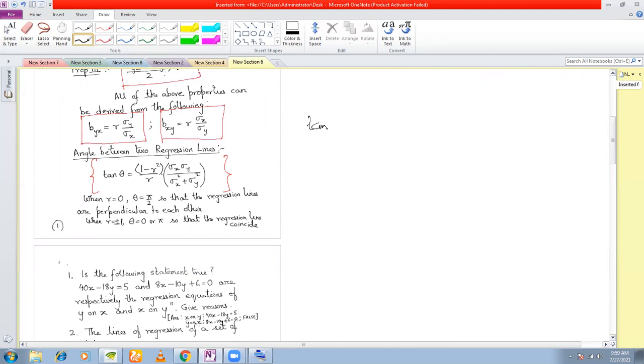What is the angle between the regression lines? Tan theta is equal to (1 minus r square) divided by r, times sigma x sigma y divided by (sigma x square plus sigma y square). This is the angle between two regression lines.